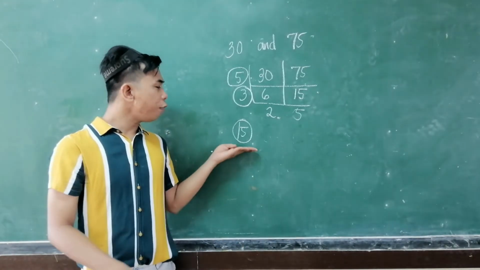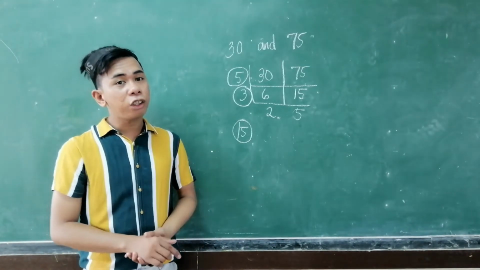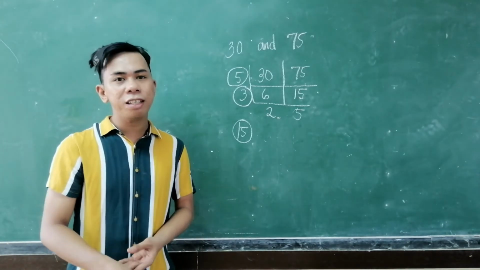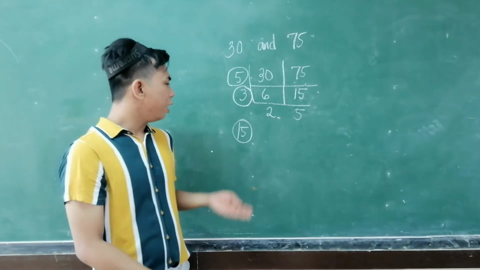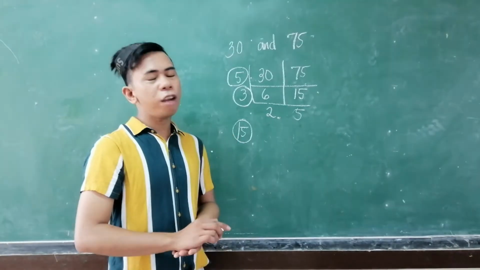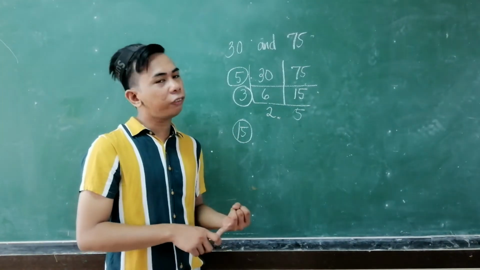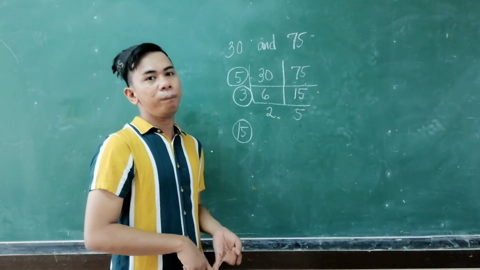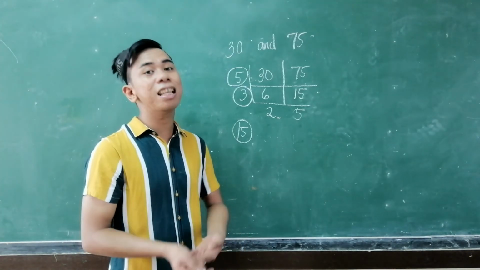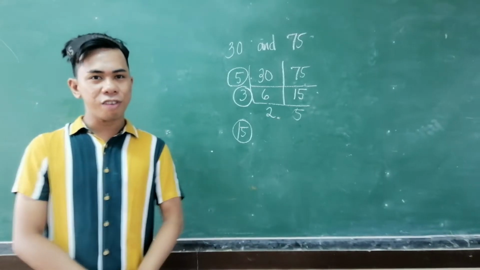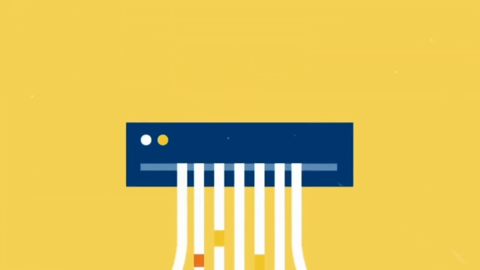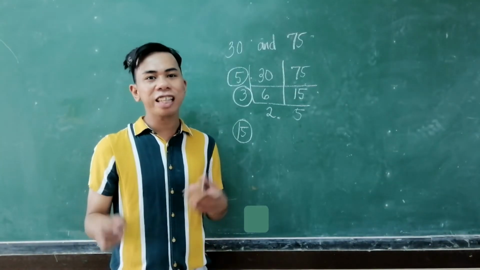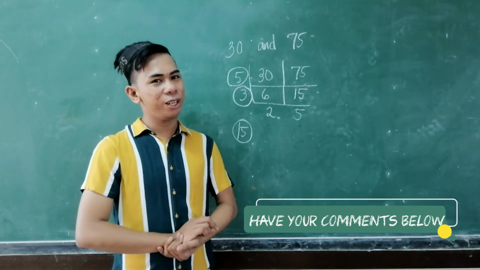And I guess we have 15 as the greatest common factor using the prime factorization through this method, right? Very good. So 15, whatever method that you use, prime factorization or the continuous division, both of the answers yield the correct greatest common divisor. So if you have any questions, just type your comments in this video.